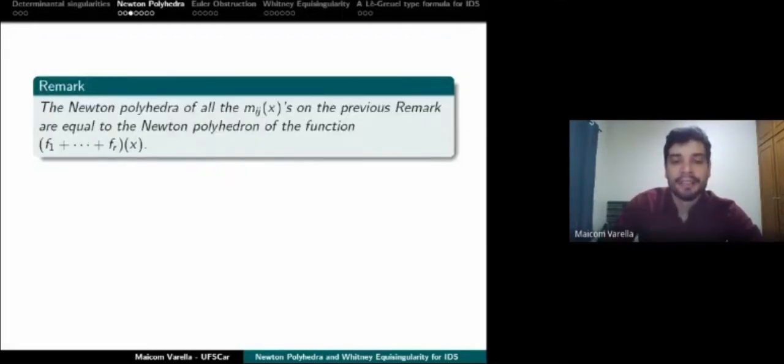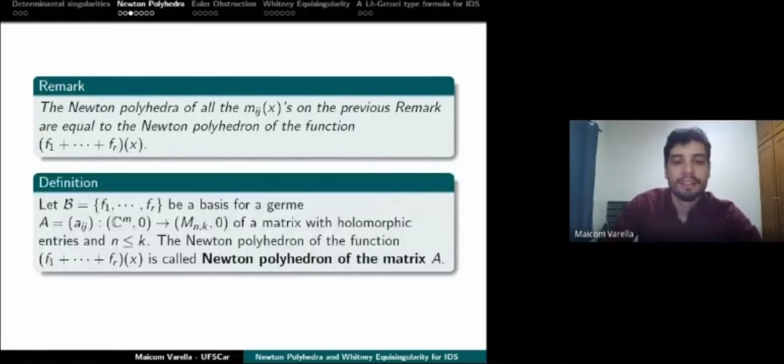And the Newton polyhedron of all the Mij's in the previous remark are equal to the Newton polyhedron of this function. Now, let B be a basis for a gem A of a matrix with holomorphic entries and n less or equal k. The Newton polyhedron of this function is called the Newton polyhedron of the matrix A, and it is well defined by the previous remark.